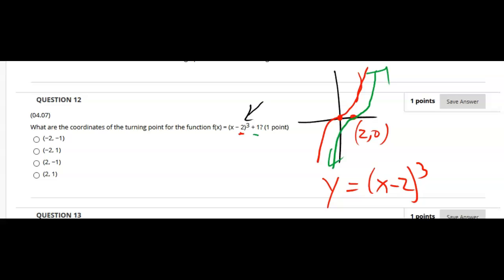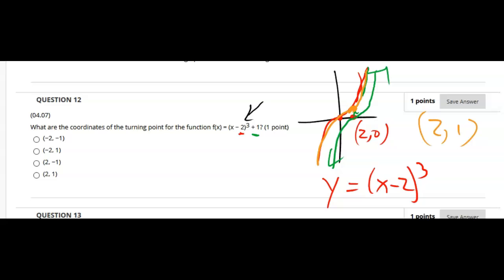But we have one more thing we did. We added 1, and adding 1 would shift the entire graph up 1 unit. Let me use a separate color for that. And that's how it will look. So the turning point will be (2, 1).